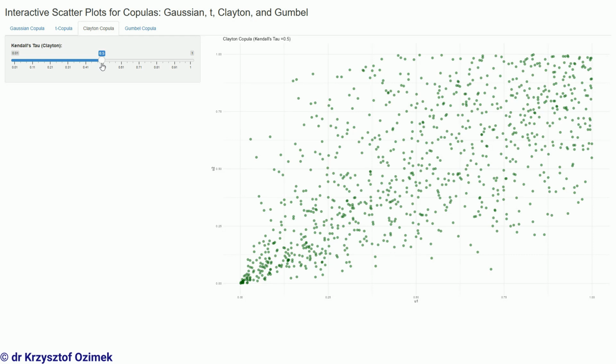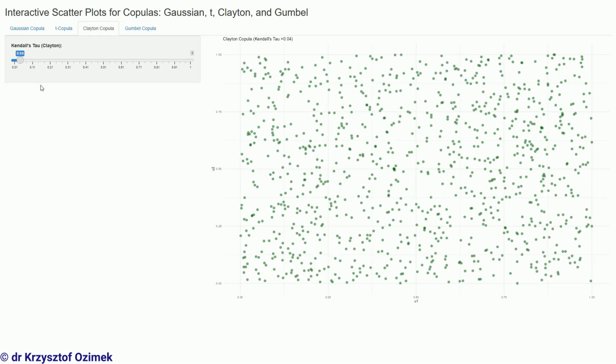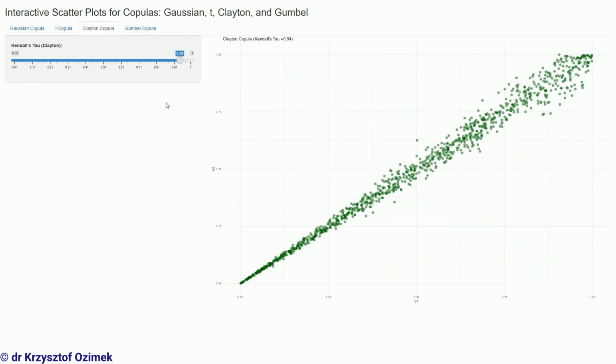If Kendall's tau for the Clayton copula is low, the scatter plot shows a lot of dispersion. There's no visible pattern to indicate any significant correlation. However, when Kendall's tau is high for the Clayton copula, the correlation in the lower tails becomes very strong. In this case, the points in the lower left corner of the scatter plot overlap almost completely, demonstrating a strong relationship between x1 and x2, represented here by u1 and u2.